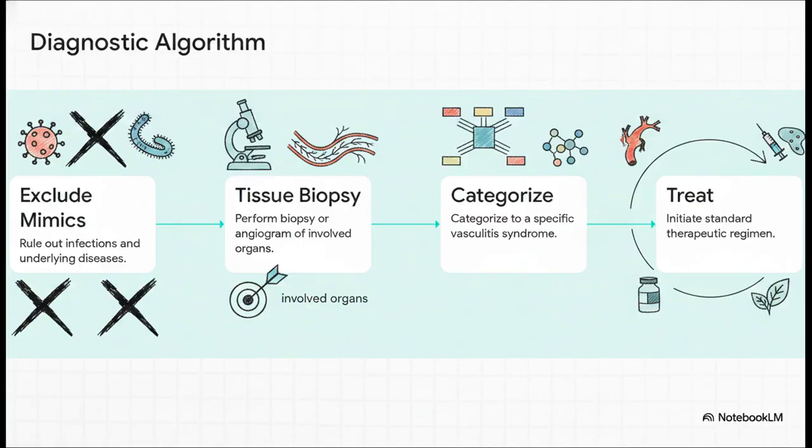Here is the systematic, step-by-step diagnostic algorithm from the text. Step 1, like we just discussed, is aggressively ruling out those mimics. Once you've done that, Step 2 is definitive diagnosis, which usually demands a tissue biopsy, or, for large vessel disease, an angiogram. But here's a crucial caveat. Blind biopsies of asymptomatic, healthy organs have a totally abysmal yield. You must target the involved tissue. Only after Steps 1 and 2 can you categorize the syndrome and initiate the precise therapeutic regimen.